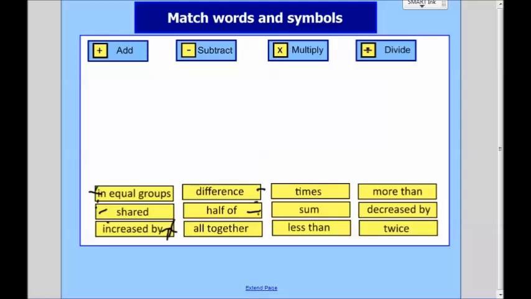All together, add. Times. Sum. Less than, getting smaller. More than, getting bigger. Decreased by, it's getting smaller. Twice. Just for a review.